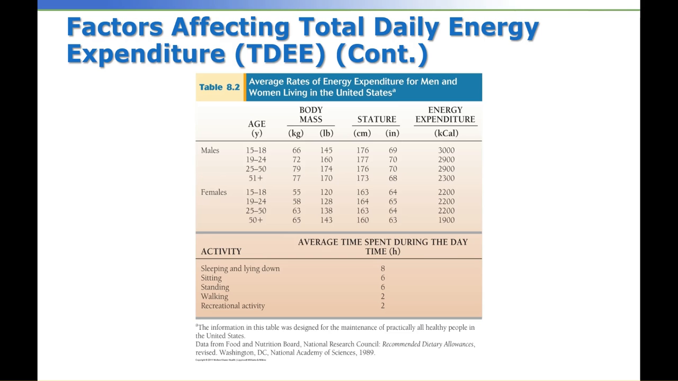It also talks about activities: sleeping, lying down 8 hours, sitting 6, standing 6, walking 2, recreational activity 2. And this talks about how much energy expenditure the average male, let's say between 15 and 18, expends. It's 3,000. Now, this is average. If you're a logger, let's say, you may be expending 4,500 calories per day, which we talked about in earlier chapters. So this is average.